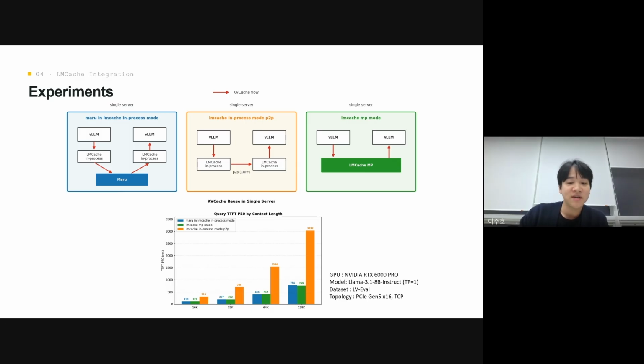On a single server, Maru is much faster than two LMCache instances copying the caches over the P2P backend, because there is some copy in P2P mode, but Maru serves zero copy sharing. That said, LMCache now has MP mode, multiprocess mode, and on a single server, multiprocess mode does exactly the same job as Maru. Sharing the KV cache between instances is no copy. So Maru in process mode is basically the same as multiprocess mode, as shown on the graph.